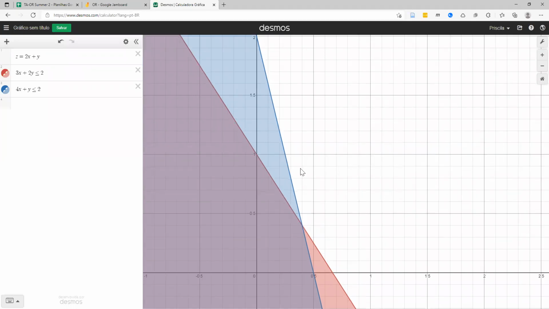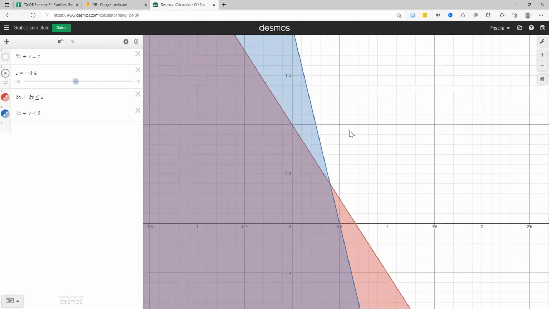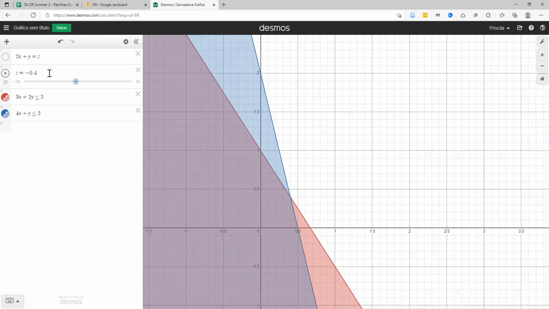Here are the two constraints graphed, and now I'm going to add our objective function, our isoprofit line, so we can see what the maximum value is. What's the maximum value of this function?